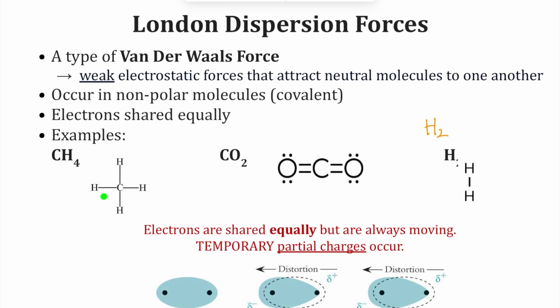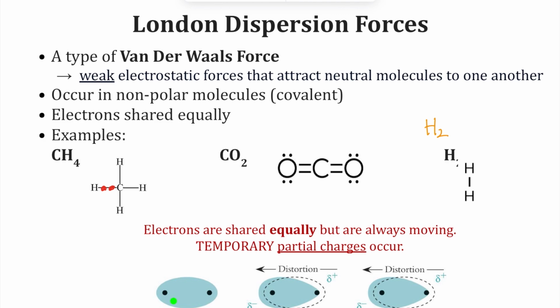So why is this the weakest force between attracting neutral molecules to one another? Well, when we have these nonpolar molecules, those electrons are being shared in our bonds. Here's an electron being shared here. While we can say those electrons are shared equally, they're always moving. So maybe hydrogen is hogging it a little bit, and then it's moving back to carbon. And so the partial charges that we get are going to be temporary.